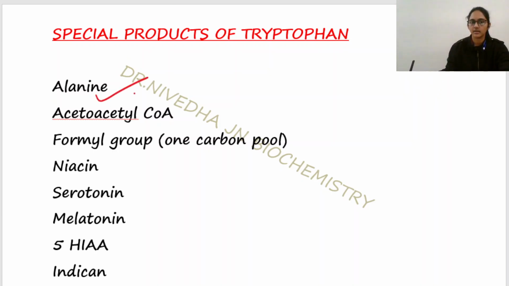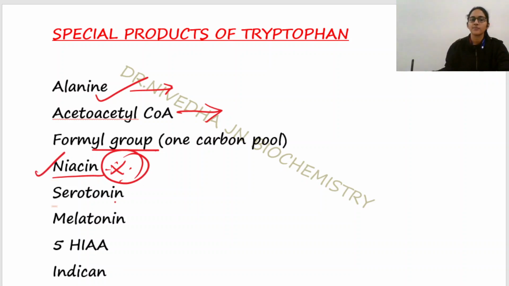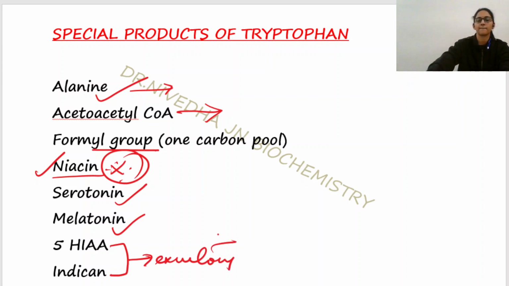So what are the special products of tryptophan that we have seen? Alanine, due to which it's called glucogenic. Acetoacetyl-CoA, due to which it's called ketogenic. Also the formyl group and niacin. One amino acid which synthesizes a vitamin is tryptophan. Serotonin and melatonin are produced, while 5-hydroxyindole acetic acid and indican are excretory products. So these are the special products of tryptophan.